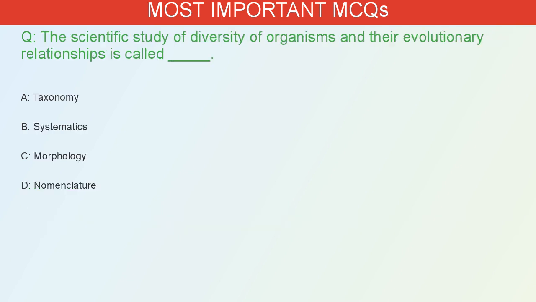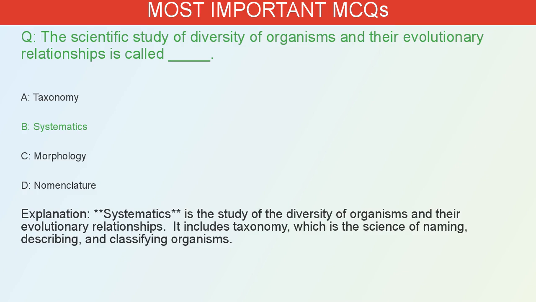The scientific study of diversity of organisms and their evolutionary relationships is called ___________. A. Taxonomy. B. Systematics. C. Morphology. D. Nomenclature. The correct answer is B. Systematics is the study of the diversity of organisms and their evolutionary relationships. It includes taxonomy, which is the science of naming, describing, and classifying organisms.